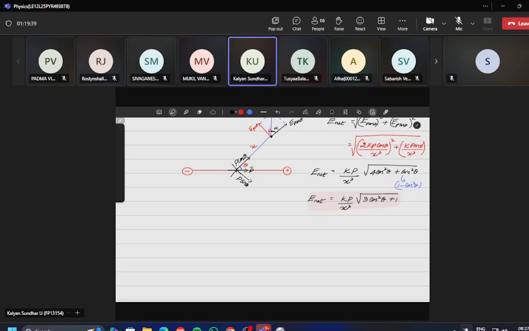So this is your general formula. With this you can find it for any case. For axial, theta is 0, cos 0 is 1, 3 plus 1 comes out, giving 2kp by x cube. You are getting it. Next, for equatorial, theta is 90 degrees, cos 90 is 0. So it will be kp by x cube. So this is for finding the electric field due to a short dipole at any point.